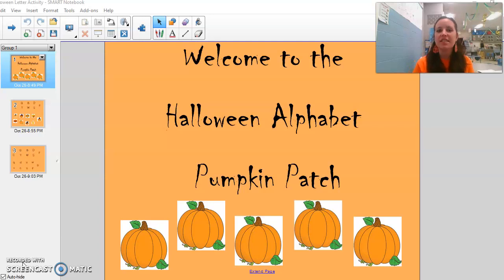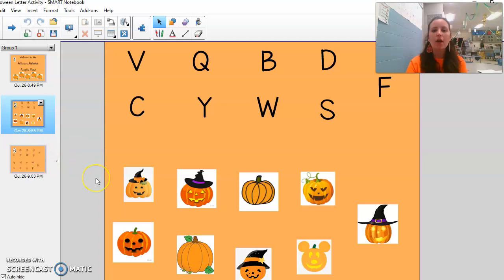during Shine Time today. So this is our Halloween alphabet pumpkin patch. Alright, so we have some pumpkins and we need to cover up the letter sounds. So let's take a look at some of our letters.